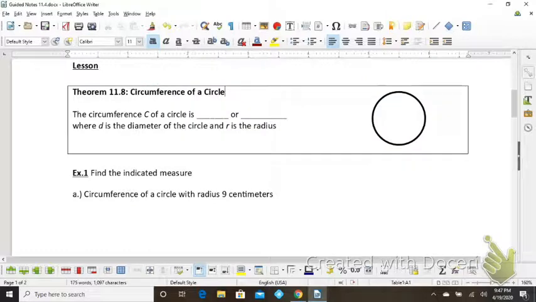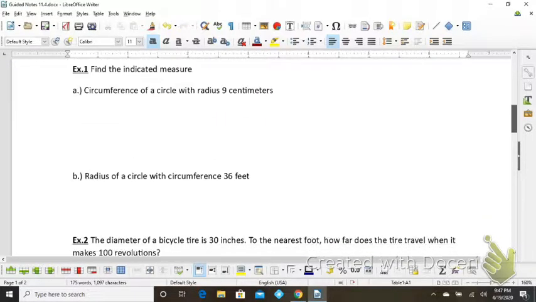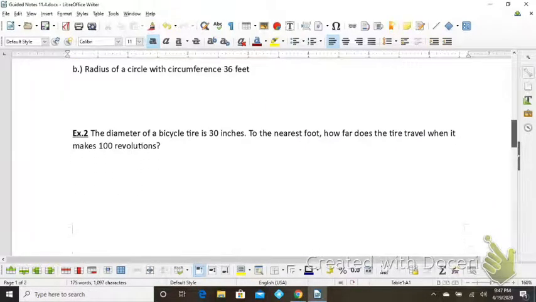Remember, in these videos, you can always pause it, rewind it if I'm going too quickly for you. We are again finding the circumference on 1B here. We're finding the radius of the circle with a circumference of 36 feet. So this time they gave us capital C. So we have capital C is equal to 2 pi r.